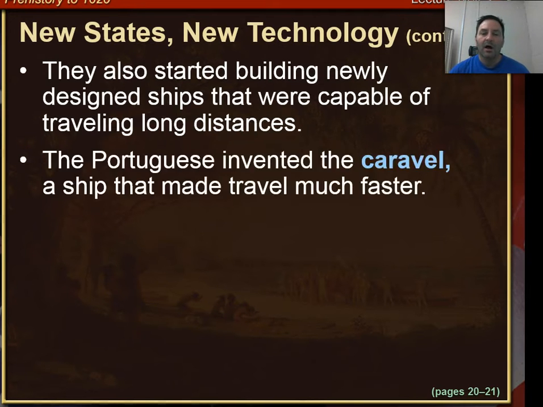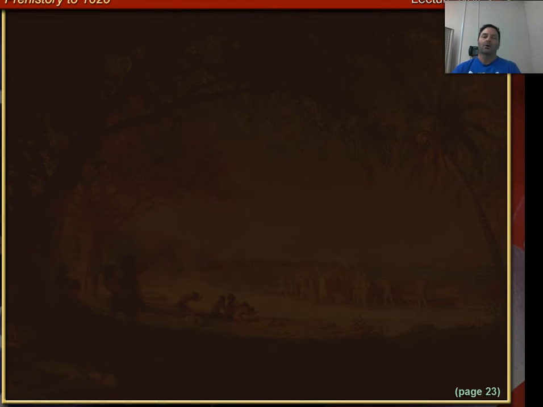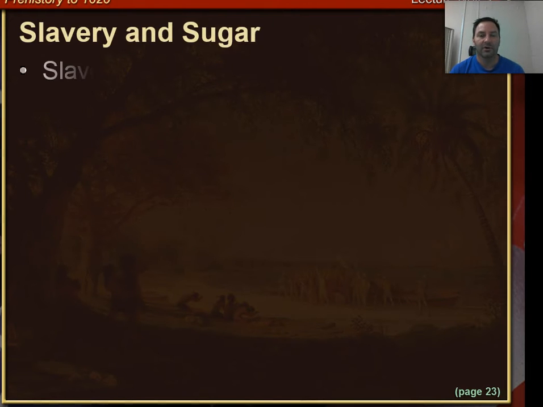Okay, the Portuguese invented a ship called the caravel, a ship that made travel much faster. So the Portuguese started traveling up and down the African coast, in which they came into contact with different African empires. Okay, so some of these African empires would take slaves. And this is the very beginning of the slave trade.